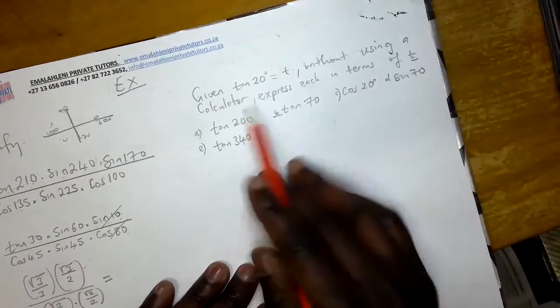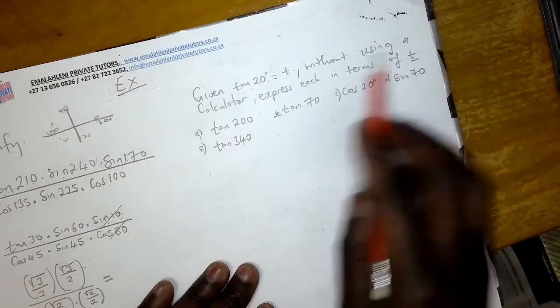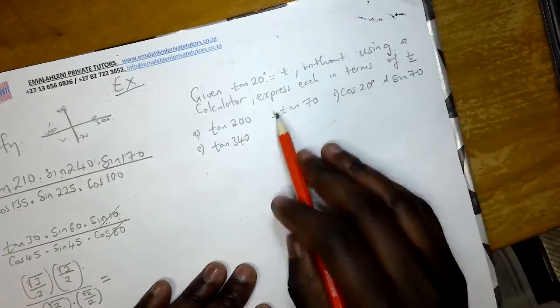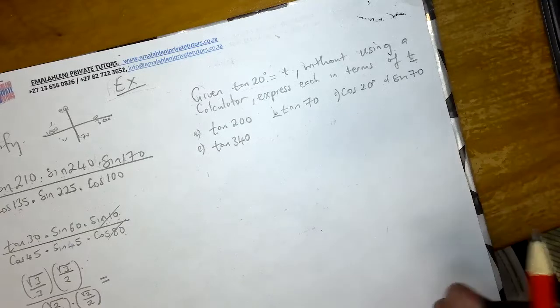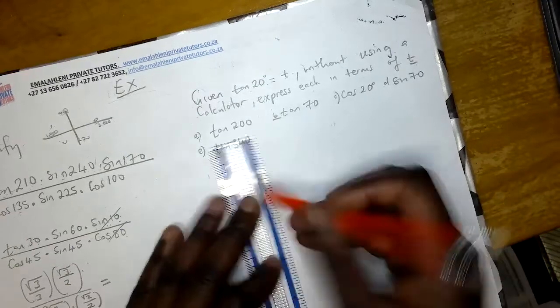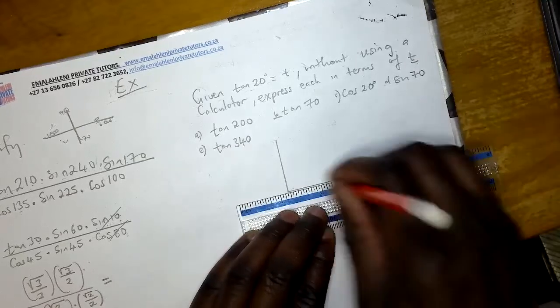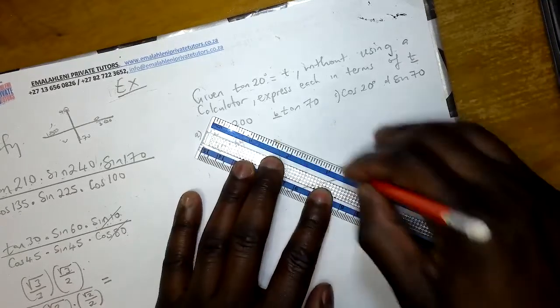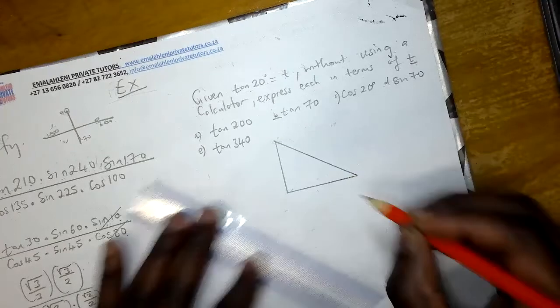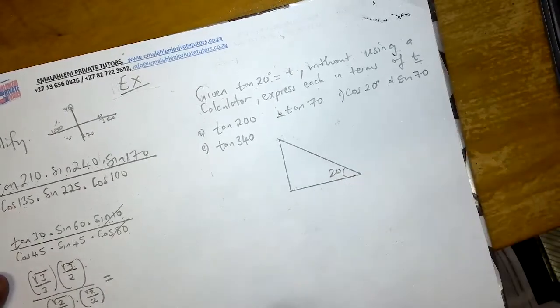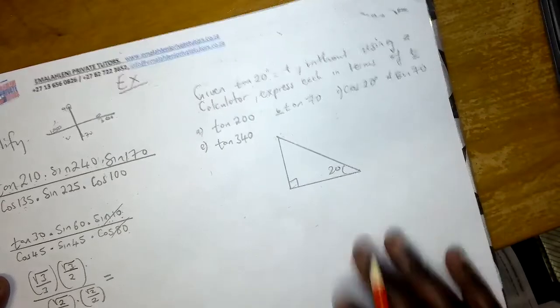It's saying, given that tan 20 is equal to t, without using a calculator, express in terms of t. Now, in this case here, we know what to do. We will deal with a sketch. We don't need to stress here. You draw a sketch. What does your sketch tell you? What is given to me, let me make this one 20. You can make any angle 20 there. This one is 90.